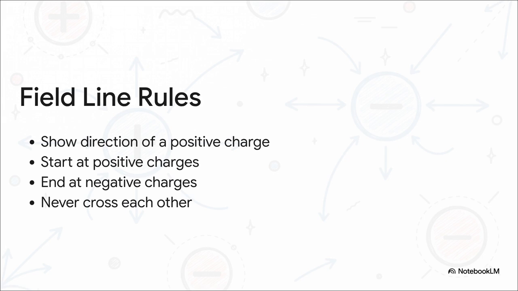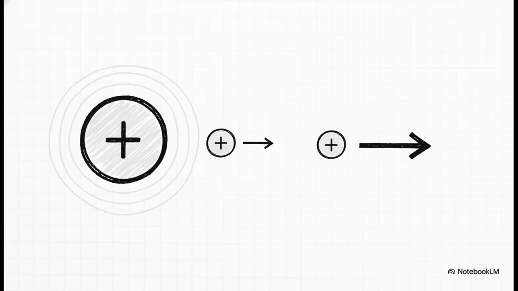And here's a huge one: they never, ever cross each other, not once. Why? Because at any single point in space, the electric field can only be pointing in one specific direction. Okay, so how strong is this push or pull? We actually measure the strength of the field in a unit called newtons per coulomb.